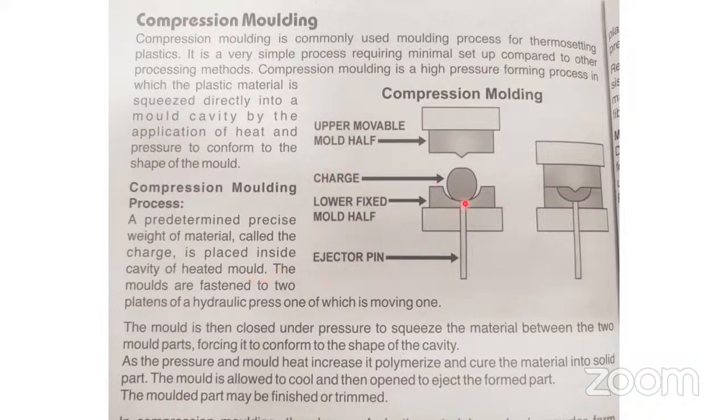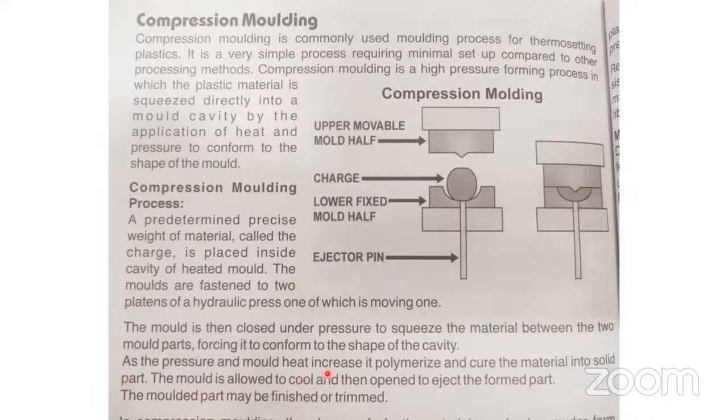Therefore, once you charge the material here, the mold is then closed under pressure. The material gets squeezed between the two parts, forcing it to conform to the shape of the cavity. Therefore, it will take the shape of this cavity like this. See now here, it will take this cavity. See this material, the round material becomes this half moon type.